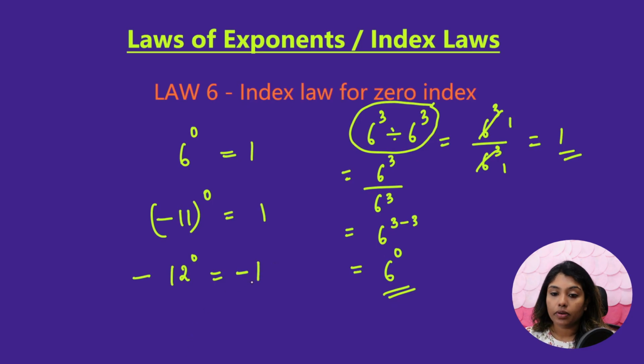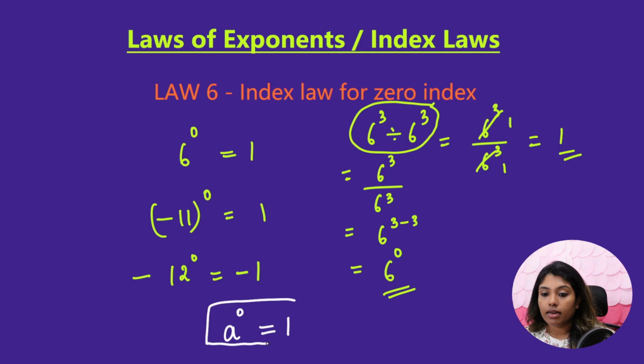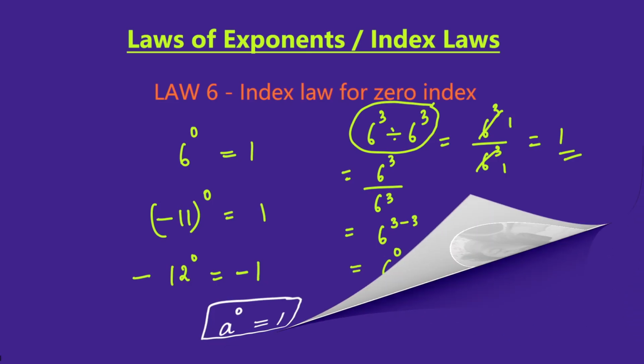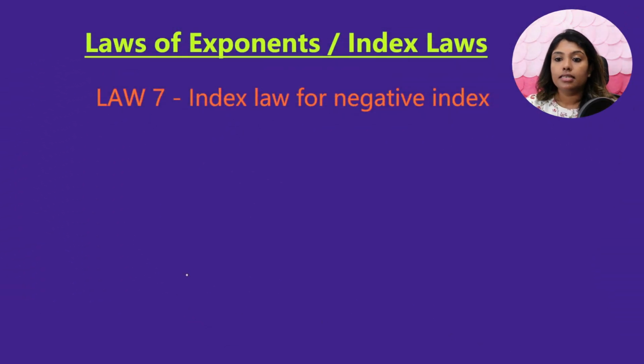That's your answer, okay? So the generalized rule for that would be a to the power of 0 is 1. So which means a is any number. You raise it to the power of 0, it's 1. And it applies for fraction as well, okay? Then we have one more index law, the last one, which is index law for negative index.